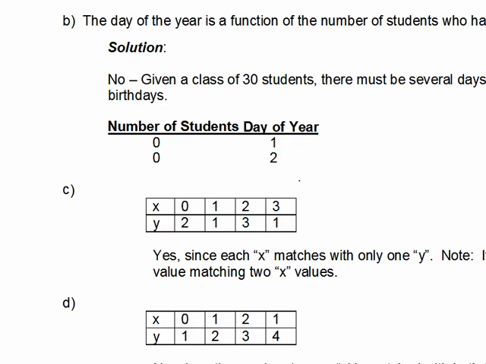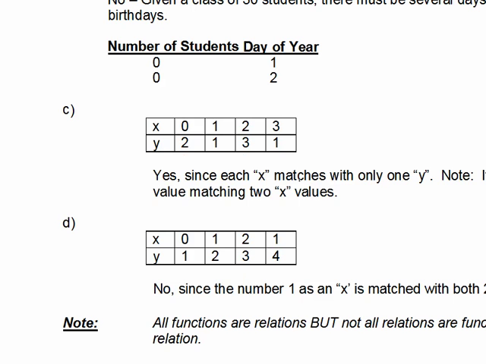Example C. Here we have a table where the x's we are using are 0, 1, 2, and 3. The y's we are using are 2, 1, 3, and 1. This is in fact a function because each x matches with only one y. Again, it is okay for a function to have a y value that matches two x values. So it's okay to use the y's more than once. We cannot use the x's more than once if the x is the input and the y is the output.